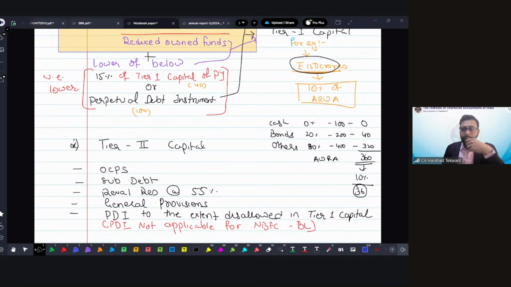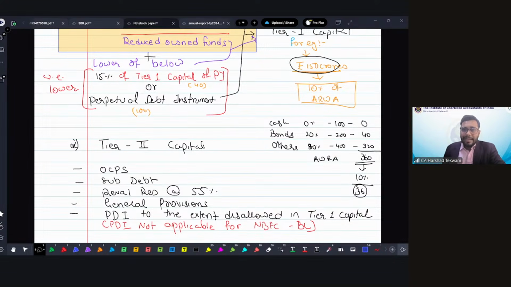Okay, sir. So what I'm thinking is, this number is 360. This is the number of the total risky assets. This is the risk part of that asset. So we are just carving out the part of risk related to that asset and totaling them. Yes. Okay, sir. Got it. Thank you, sir.